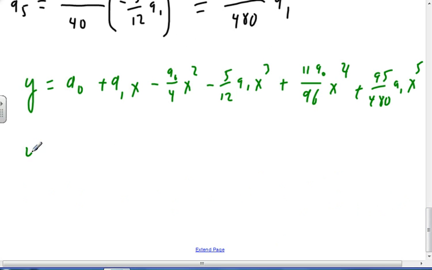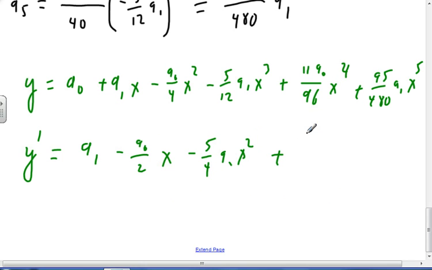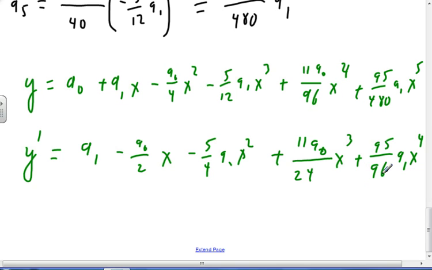Now we're going to say y prime: A1 minus A0 over 2x minus 5 over 4 A1x squared plus 11A0 over 24x cubed plus 95 over something A1x to the fourth, and 5 goes into 480 96 times. 96 times 5 equals 480. Yeah, okay.